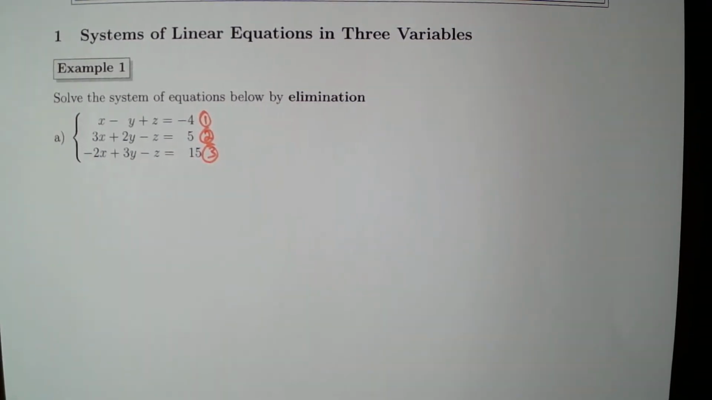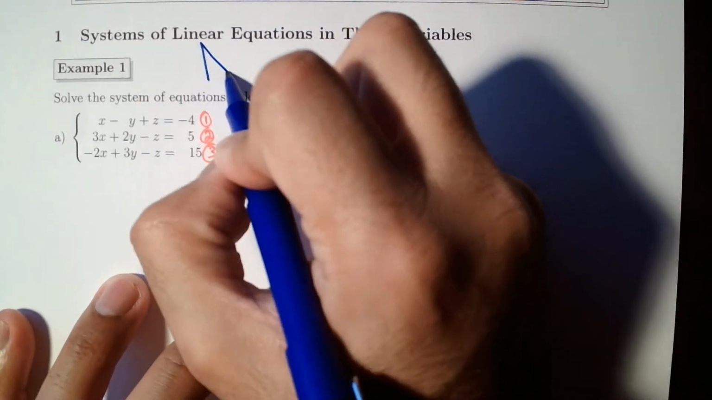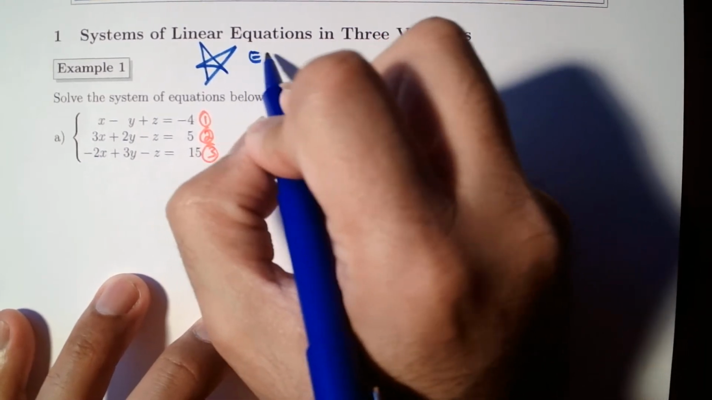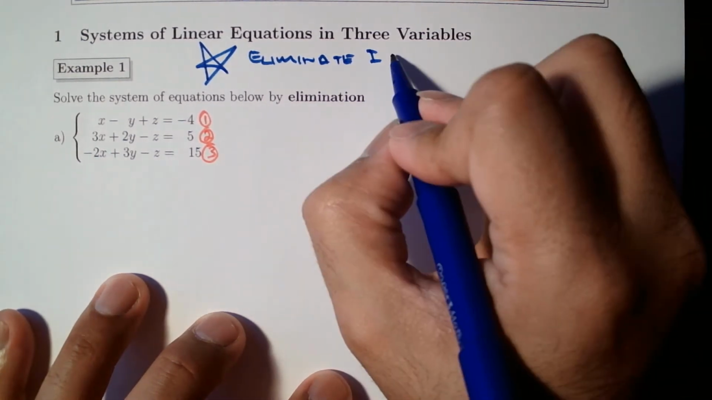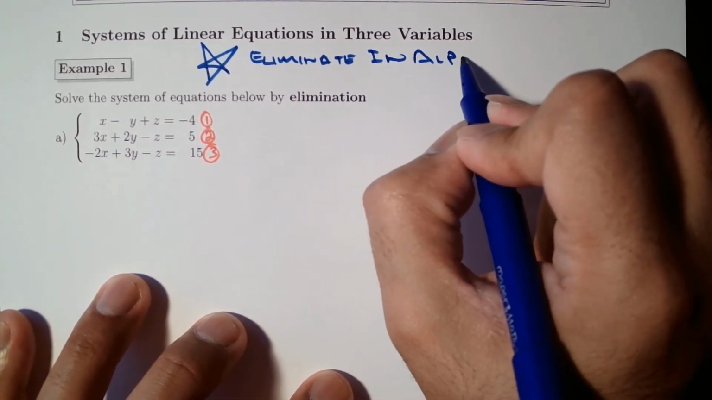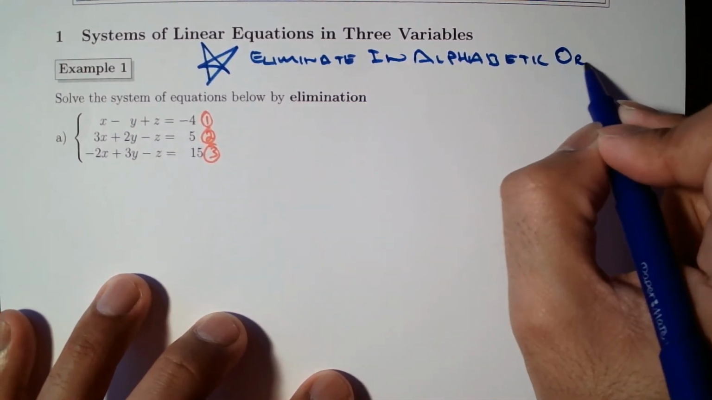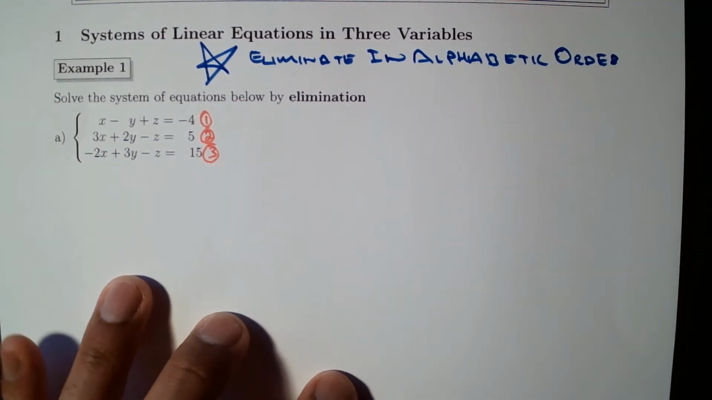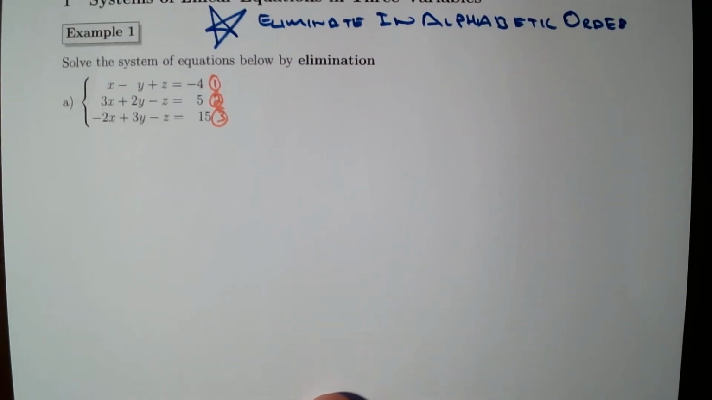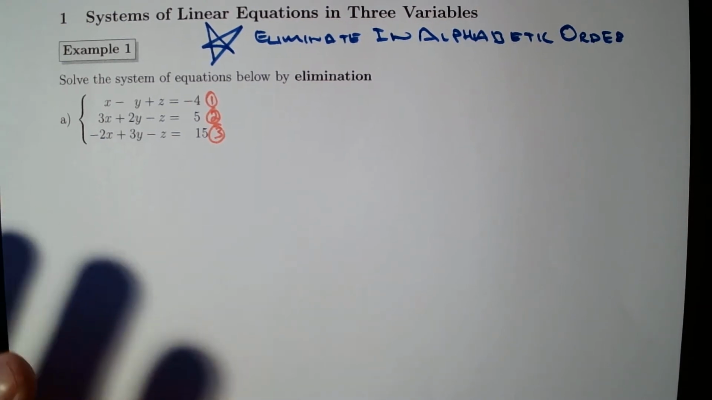Alright, so what you want to do here, and this is key right here, is eliminate in alphabetic order. That is, we're going to eliminate x's, then we're going to eliminate the y's in order to get the variable z. And then we're going to back substitute to get y and then x. So let's see what we're going to do first.